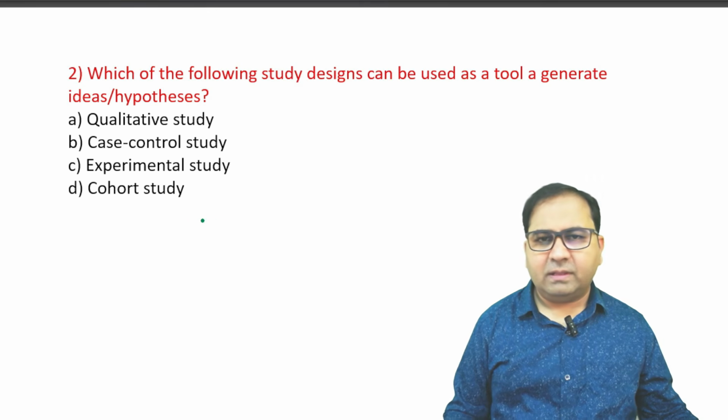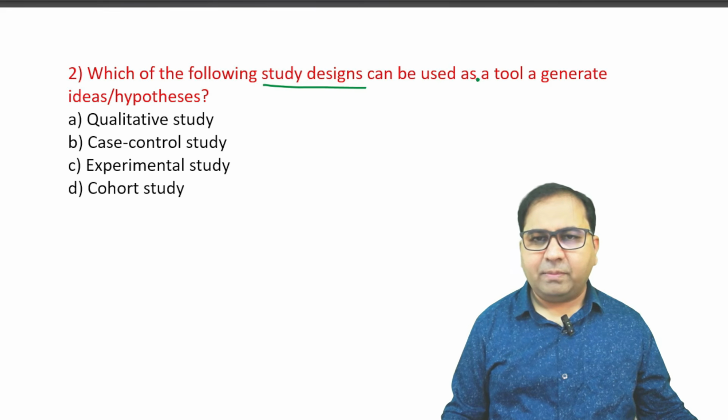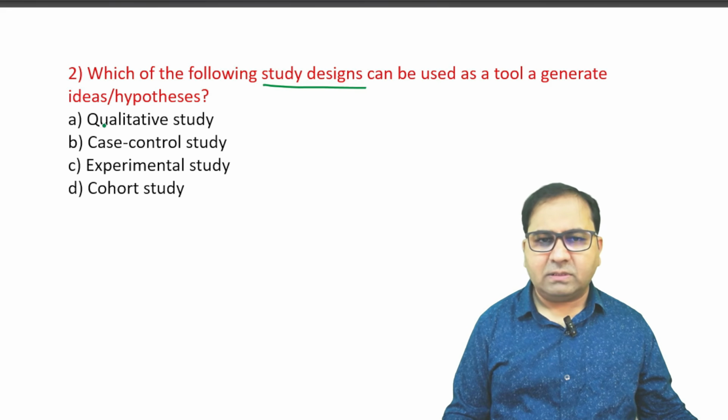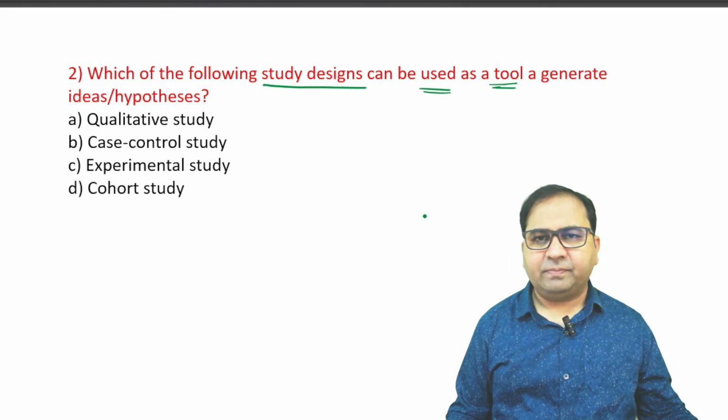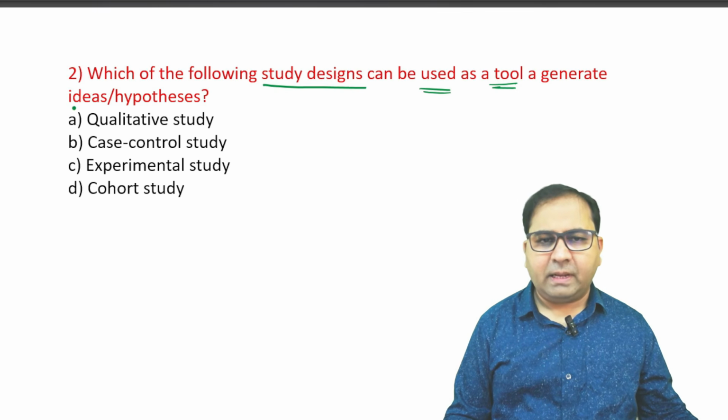Then the second question, which of the following study designs can be used as a tool to generate hypotheses or ideas? Is it A. Qualitative study, B. Case control study, C. Experimental study, or D. Cohort study? Which study design will be used as a tool to generate an idea or hypothesis? The answer is option A, that is qualitative study. The qualitative study is used as a tool.